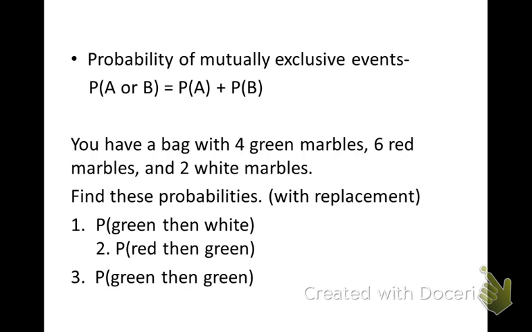And then if they're called mutually exclusive, you will be adding the probabilities. So the word or will be in there. That's your clue that when you have the word or, you're going to be adding. So let's look at an example, and they aren't really as hard as they sound.